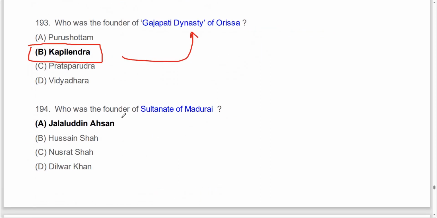Who was the founder of the Sultanate of Madurai? Jalaluddin Ahsan, A-H-S-N Ahsan, was the one. The Sultanate of Madurai was founded by Jalaluddin Ahsan.